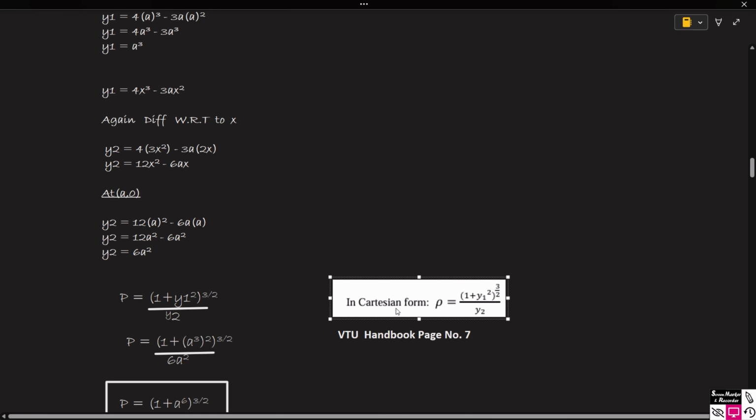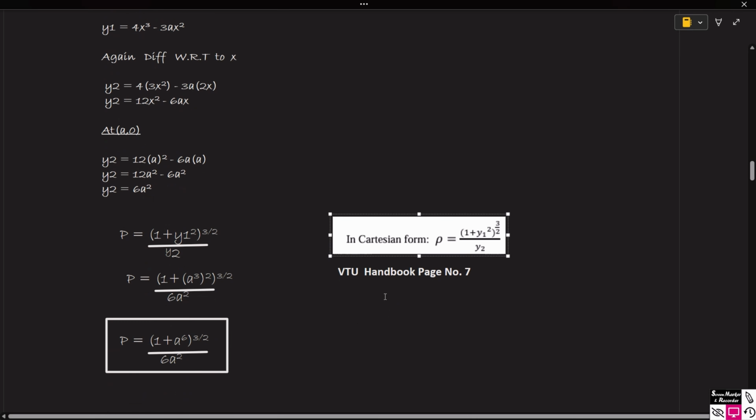So you don't need to remember, as I told, any formulas. Here we have the pedal equation in Cartesian form.